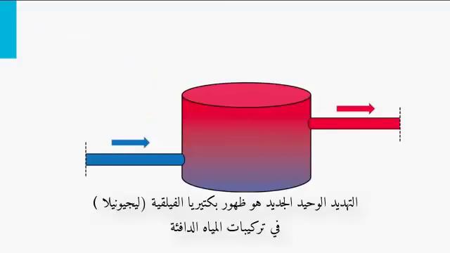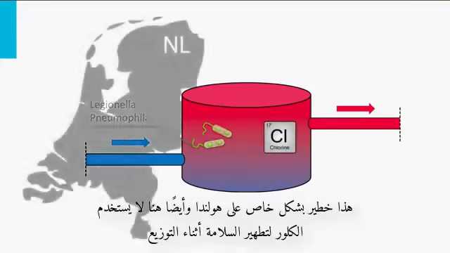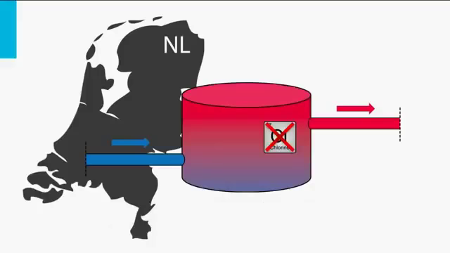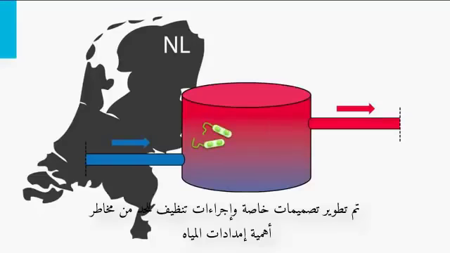The only new threat is the occurrence of Legionella bacteria in warm water installations. This is especially hazardous for the Netherlands, as here chlorine isn't used for safety disinfection during distribution. Special designs and cleaning procedures have been developed to diminish the risk.